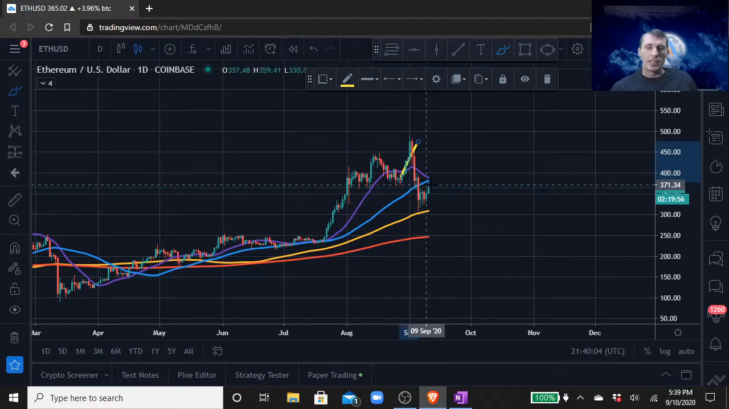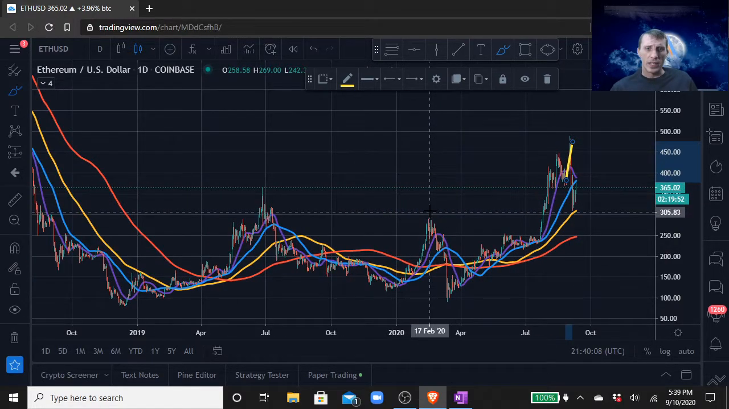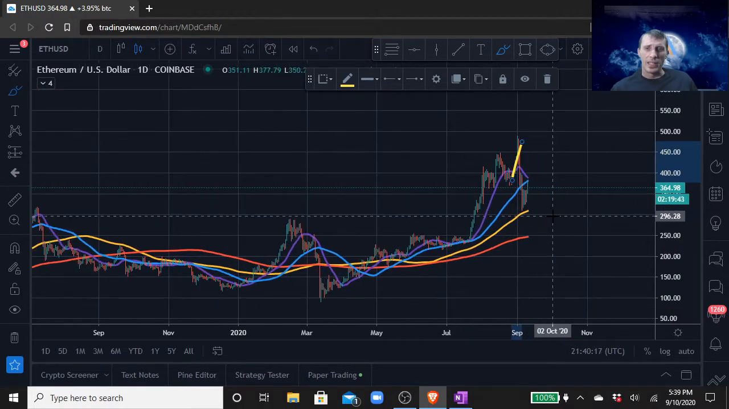So we'll see if it breaks any lower than this. Be looking for it to break back down to at least the $315 area, right on top of that 200-day moving average.